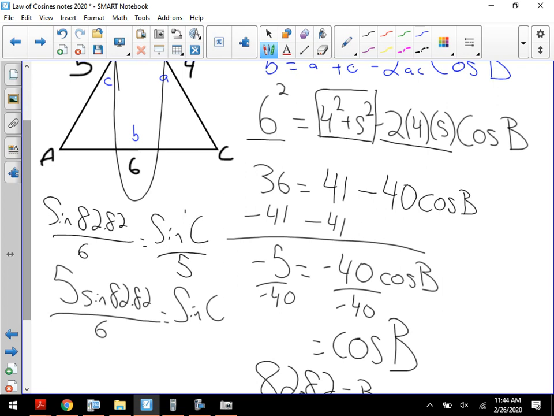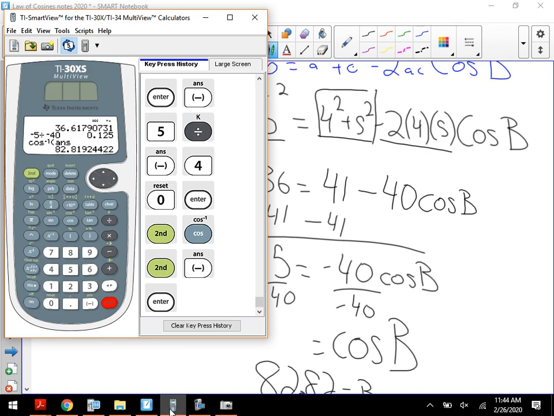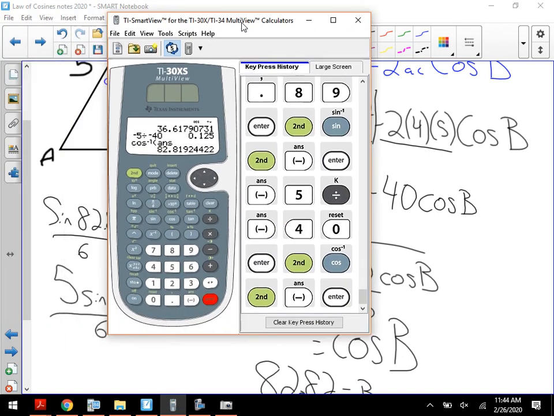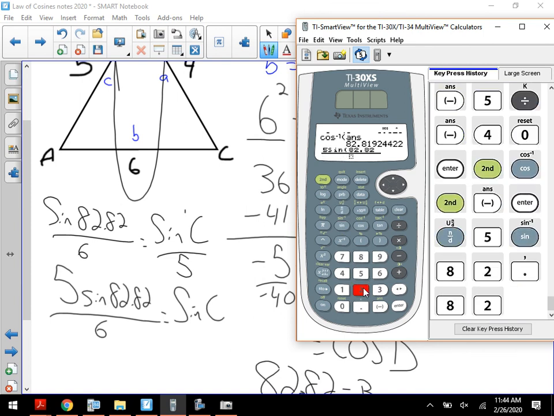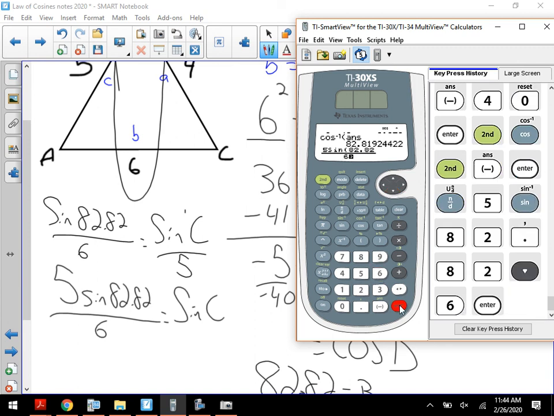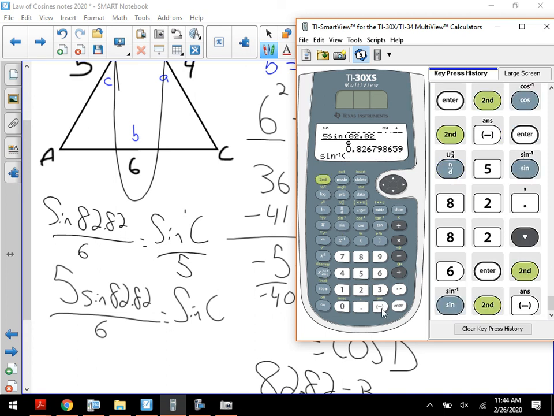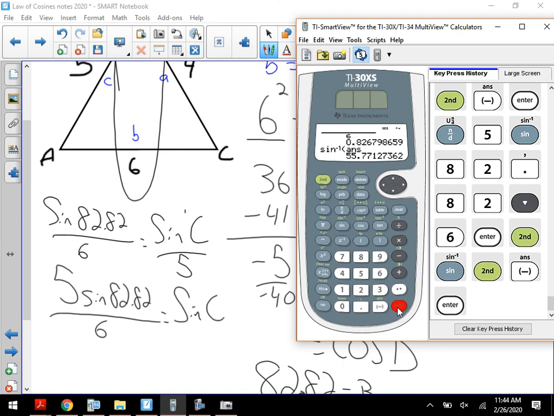All right. Again, go press the buttons. Throw it in the calculator. Move it. So fraction bar, 5 sine 82.82 over 6. Crummy decimal is now the sine of an angle. So we've got to pay attention. Are you using sine or cosine? Okay. Go back to your buttons. Second, sine. Second, answer. And I got for angle C, 55.77. Convenient.